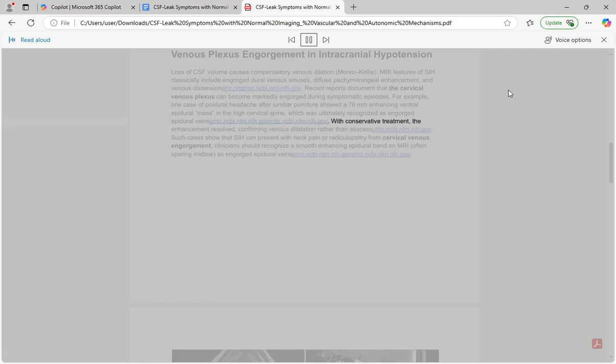With conservative treatment, the enhancement resolved, confirming venous dilatation rather than abscess. Such cases show that SIH can present with neck pain or radiculopathy from cervical venous engorgement. Clinicians should recognize a smooth enhancing epidural band on MRI, often sparing the midline, as engorged epidural veins.